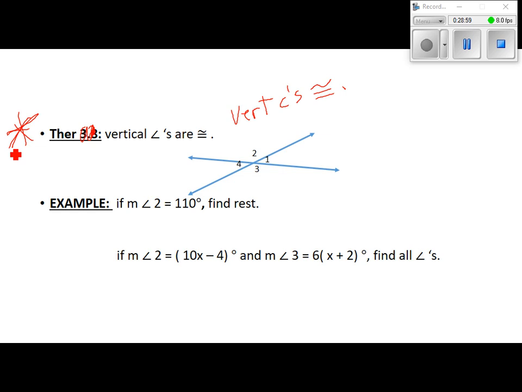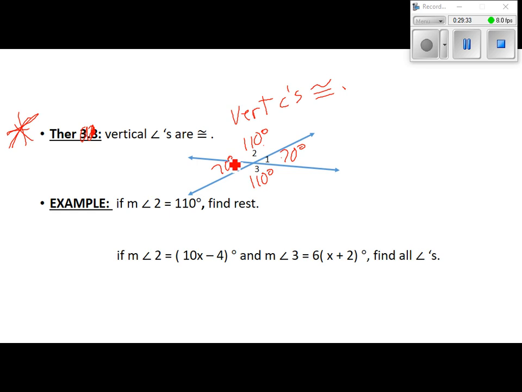Looking at our picture there, which angles are vertical angles? 4 and 1, 2 and 3. Does everybody agree with that? So if I know angle 2 is 110 degrees, tell me another angle you know in that picture. Angle 3, what is it? 110 degrees. And 2 and 1 are a linear pair, so what is it? That would be 70 degrees. The other one's 70 degrees also.